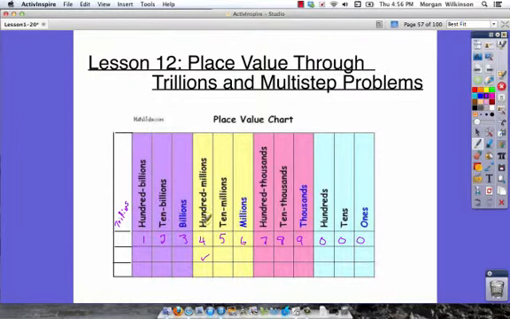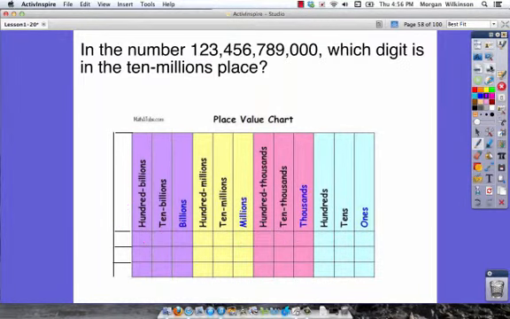If I asked you the 7, which place value does that hold? You would say the 100,000s. That would be right here. And we can use a place value chart like this to help us with any place value problem. Let's look at a few of those now.